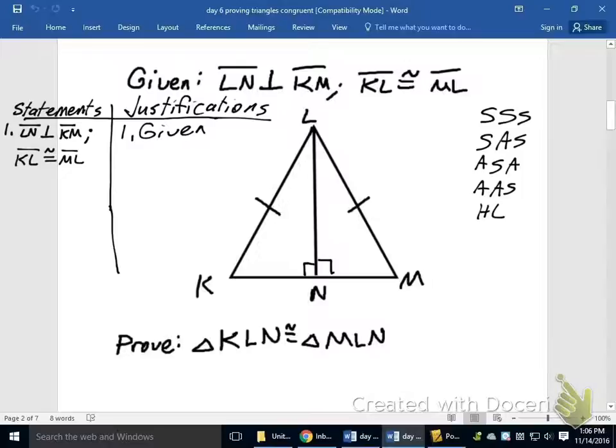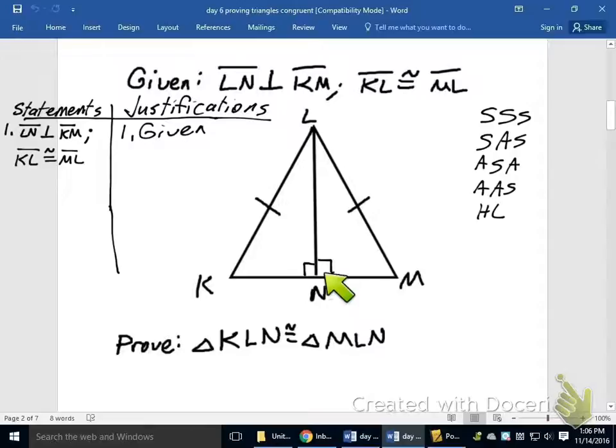On this problem, we've been given that segment LN is perpendicular to segment KM. I've gone ahead and indicated that with right angle marks. We've also been given that these segments KL and LM are congruent. So now we're actually going to take a look at why these two triangles are in fact congruent.